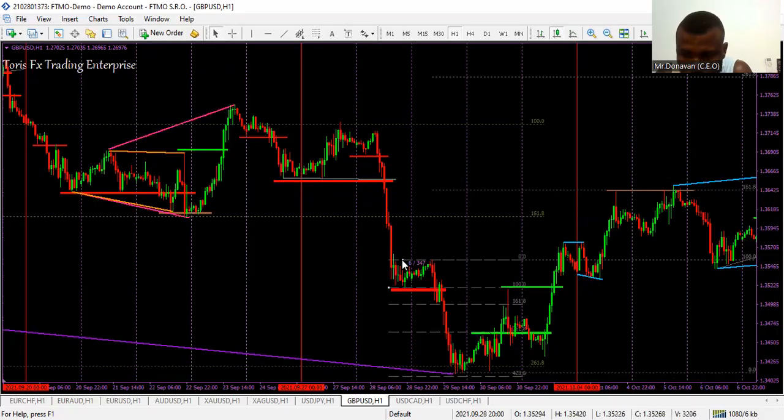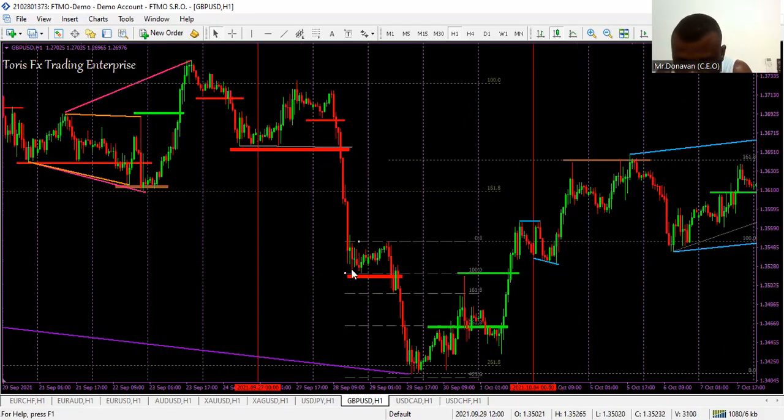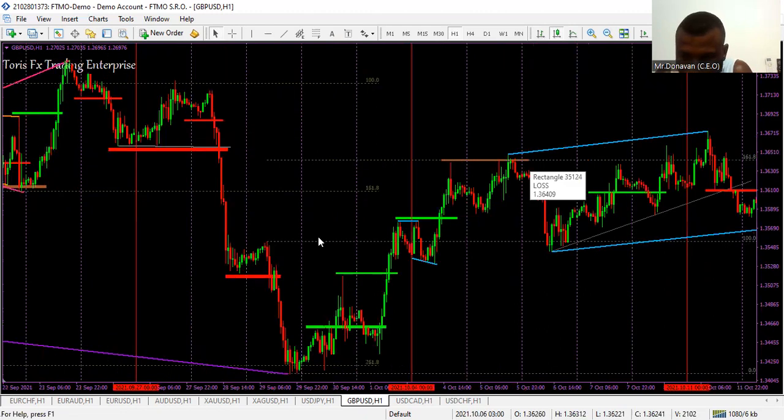So 261, close to 423. And price does what it does. You hold this, you can buy this, buy that. If you bought this, likely you're in a loss. 161 exactly, price should retrace.